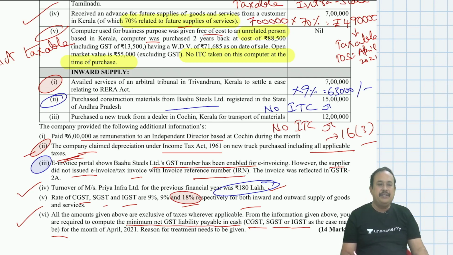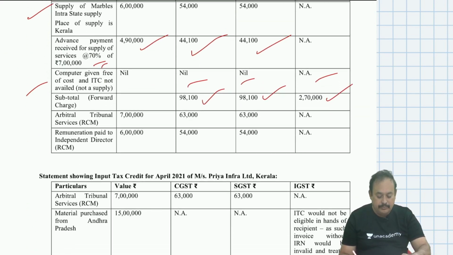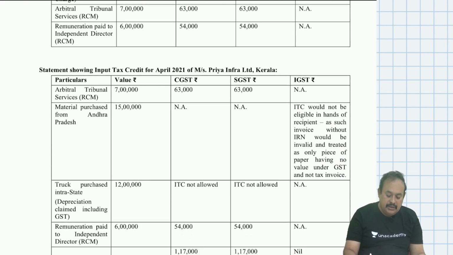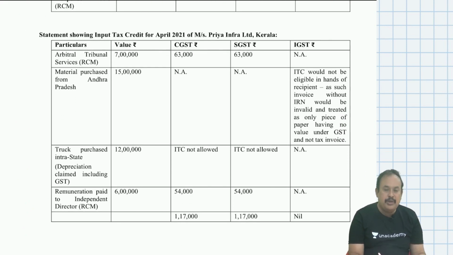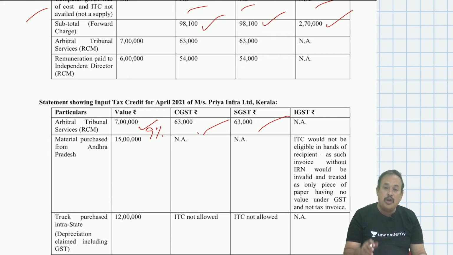Got the clarity, my dear friends? With this, let us have the inward supply. Here, arbitral tribunal service received qualifies for ITC on 7 lakh, 9% CGST, 9% SGST is 63,000 CGST, 63,000 SGST. The same will qualify as your output tax liability. Arbitral tribunal and RCM liable to pay output tax so much.